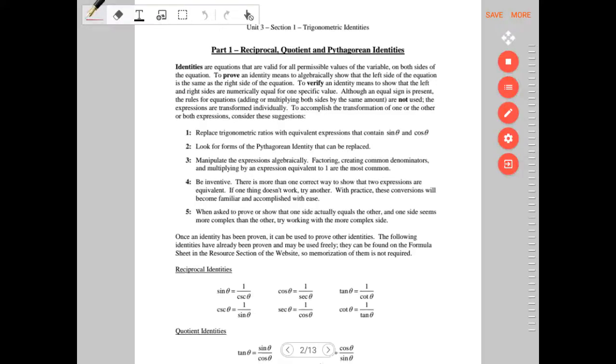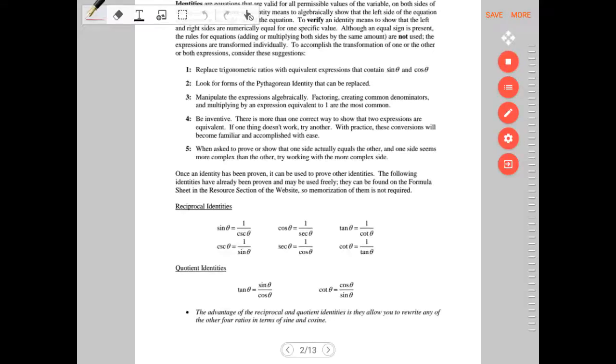To accomplish that, you're going to consider the suggestions given. Some of this might seem a little strange right now, but once we get into proving the identities, these steps will become invaluable. They are: replace trig ratios with equivalent expressions that contain sine and cosine. Look for forms of Pythagorean identity that can be replaced. Manipulate the expressions algebraically. You may have to use factoring or creation of common denominators, or multiplying by an expression that's equivalent to 1. These are the most common methods.